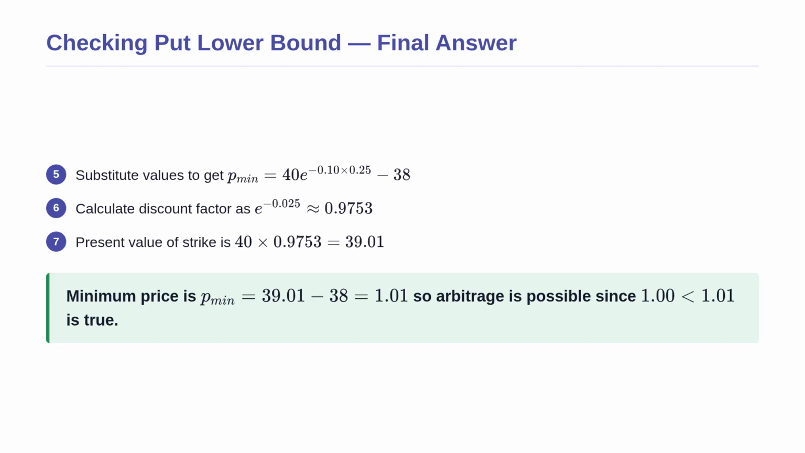Continuing the calculation, we substitute the values to get 40 times e raised to the power of negative 0.10 times 0.25 minus 38. First, we multiply the interest rate by the time to get negative 0.025 in the exponent. We calculate this exponential term, which again is approximately 0.9753. Multiplying the strike price of 40 by this discount factor gives a present value of $39.01. Finally, we subtract the current stock price of $38. The absolute minimum price for this put option is $1.01. Since the option is trading at $1, it is priced below the lower bound by exactly 1 cent. Even this tiny violation means arbitrage is possible, guaranteeing a small but entirely risk-free profit.